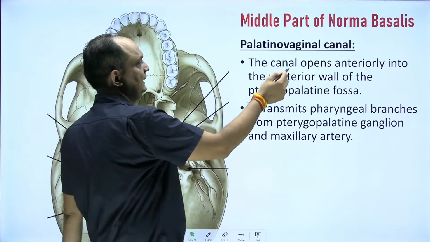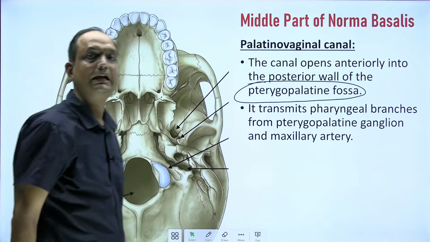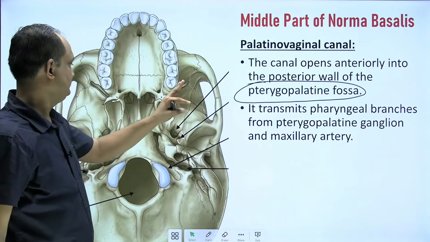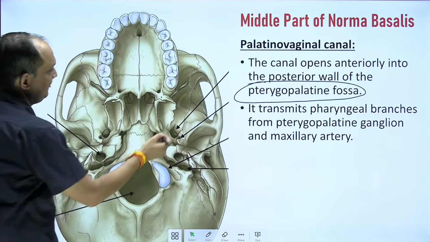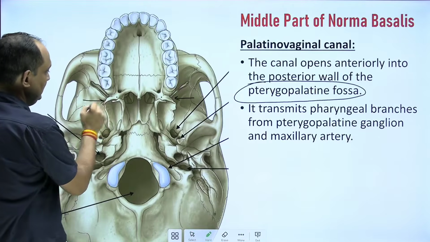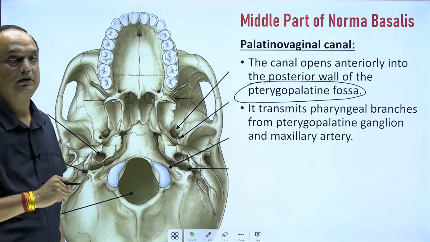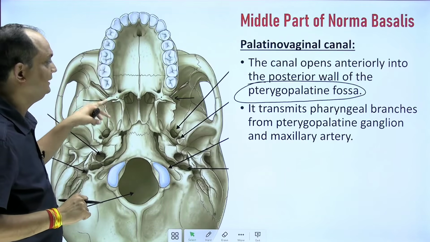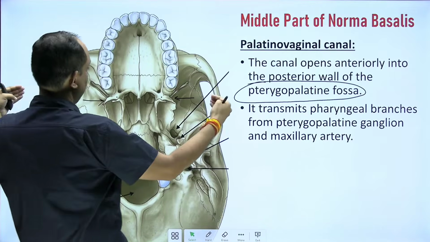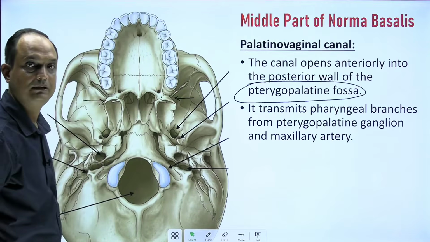The canal opens anteriorly into the posterior wall of pterygopalatine fossa. Now my dear friends, where is the pterygopalatine fossa? When you enter through the infratemporal fossa, deep to that you will find a small vertical fissure that is known as pterygomaxillary fissure. Through that pterygomaxillary fissure, if you go deep, you will enter into the pterygopalatine fossa.